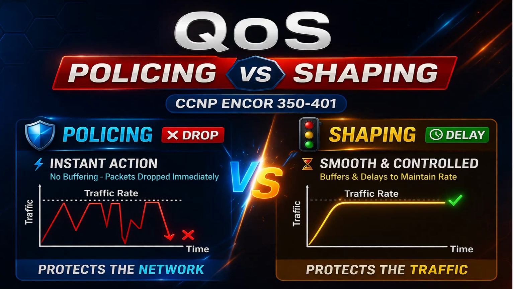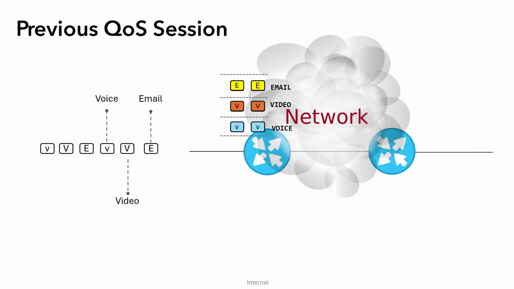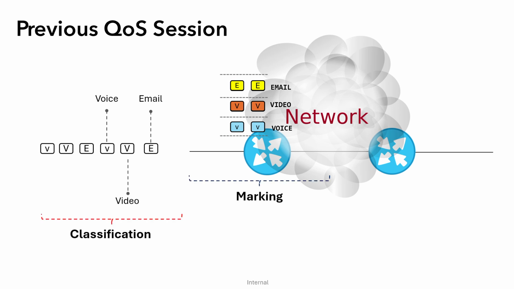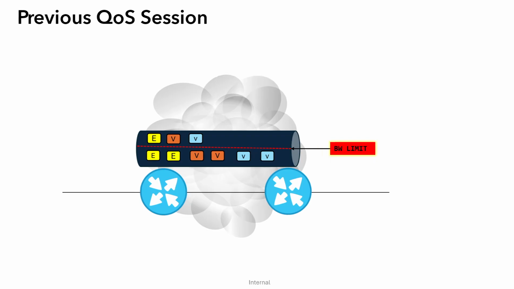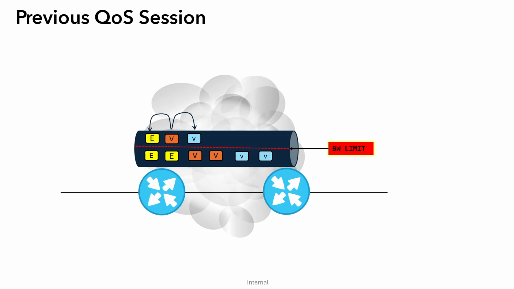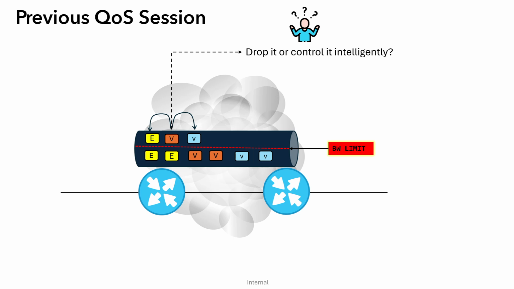In the previous session, we learned how to classify and mark the traffic. But here's the real question. What happens when all the traffic still exceeds the available bandwidth? Do we drop it or control it intelligently? Because in real networks, marking alone is not enough. And that's exactly what we are going to discuss in this session.